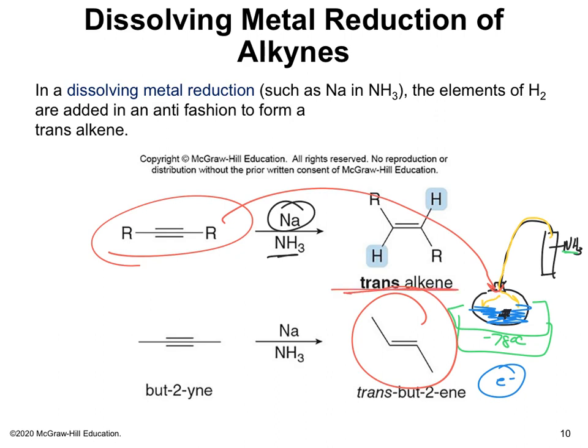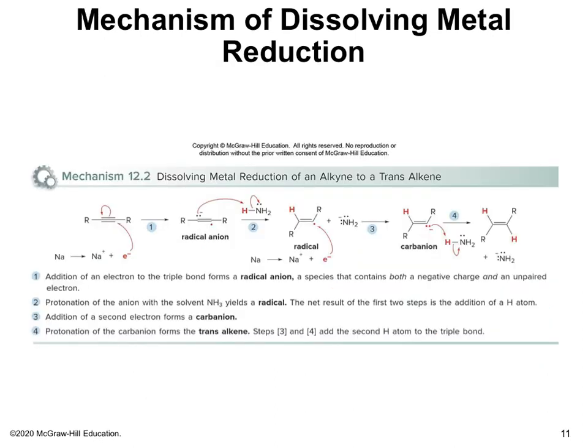I'm going to show you the mechanism, but you don't need to know the mechanisms for these oxidation reductions. You do need to show that this is trans. So just make sure that I know that that's trans versus cis. So this is the dissolving metal reduction. And so you see that free electron there, it adds one electron. Since it's adding one electron, you get a fishhook arrow.